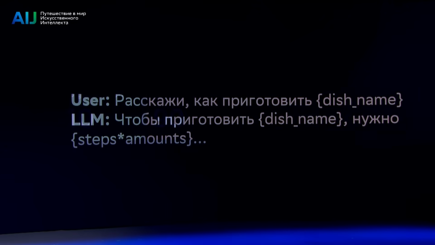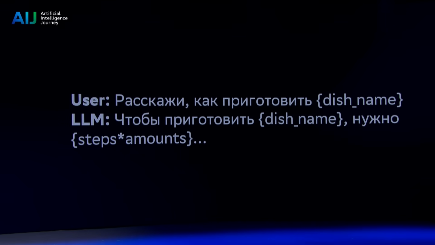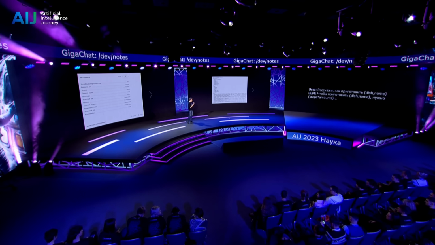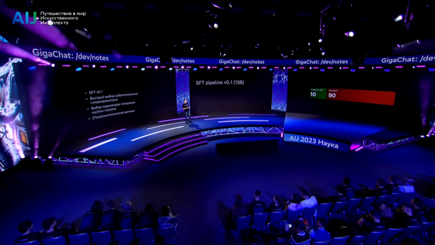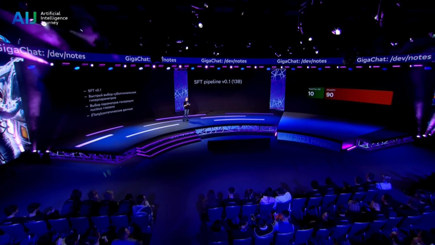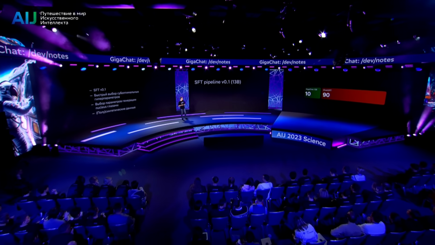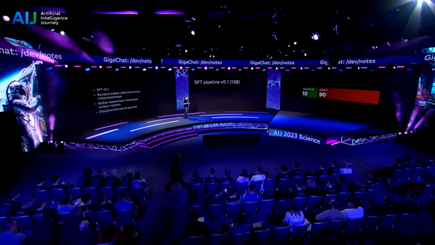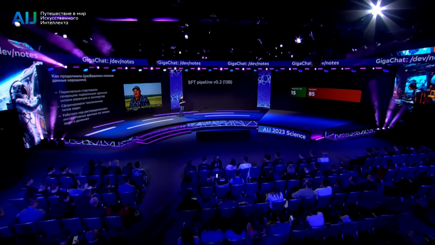And when we looked at this website in manual mode, we got some structured manuals. It looked like an instruction because we compiled it in the instruction mode, and then we used the SFT pipeline version 0.01, and we have side-by-side metrics here. We were competing with ChatGPT, but obviously the result was not that great. 10 out of 90.